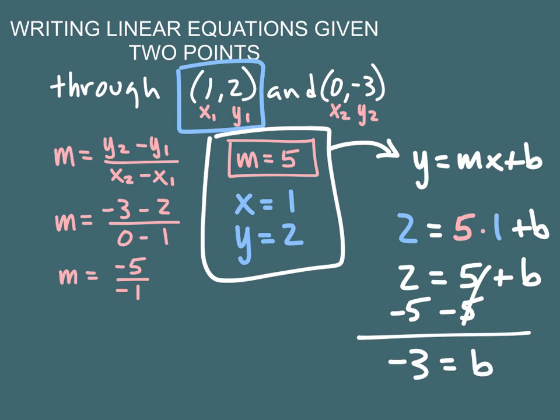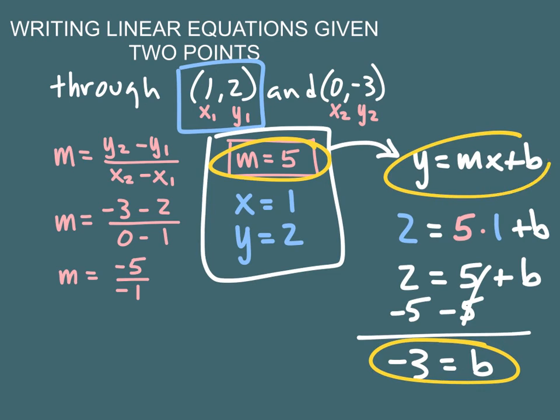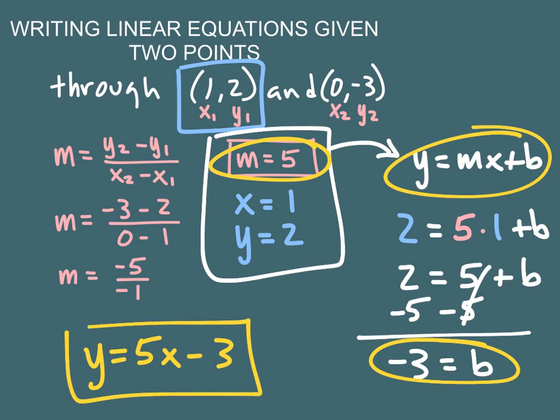So now we have a slope and we have a y-intercept. I can now write my equation in slope-intercept form, and I'm going to write y is equal to 5x minus 3. Now, you could have used this other point as your x and y value, and you would arrive at the same thing. You could also use point-slope form, and again, you would still arrive at the same thing. I tend to choose to use slope-intercept form.